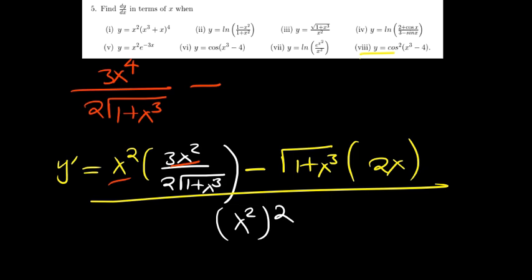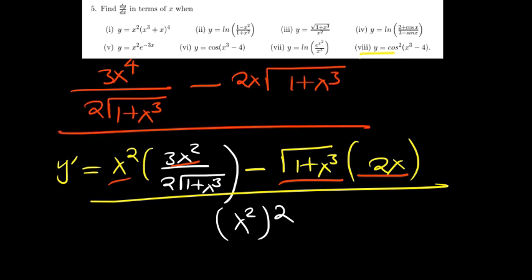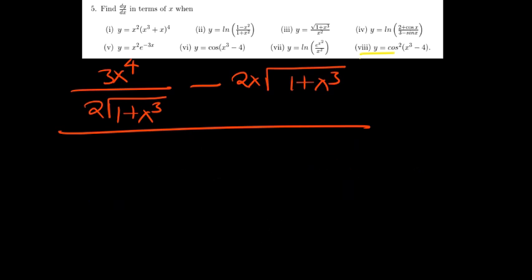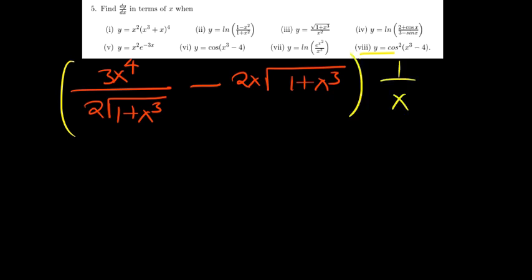What are we remaining with? If you multiply this times that, you're going to have negative 2x times the square root of 1 plus x to the power 3, over what's on the denominator, which is x squared squared, which is x to the power 4. At this point, dividing by that is as good as multiplying the entire thing by 1 over x to the power 4. So if you multiply the first part by that, you notice that they will divide, right?